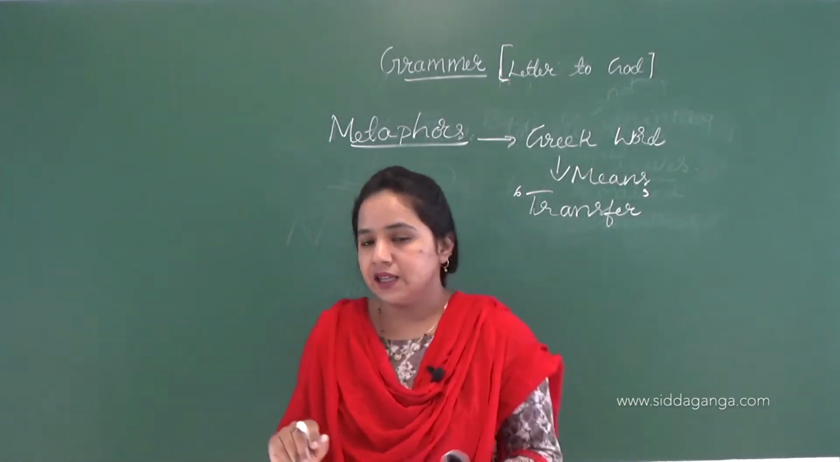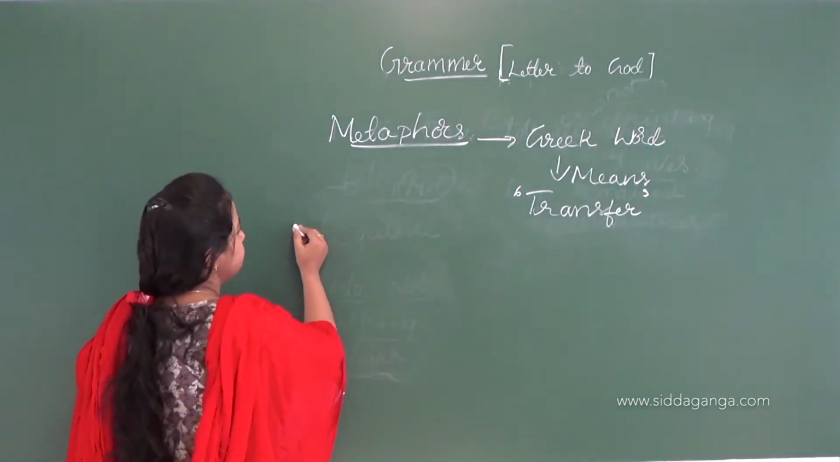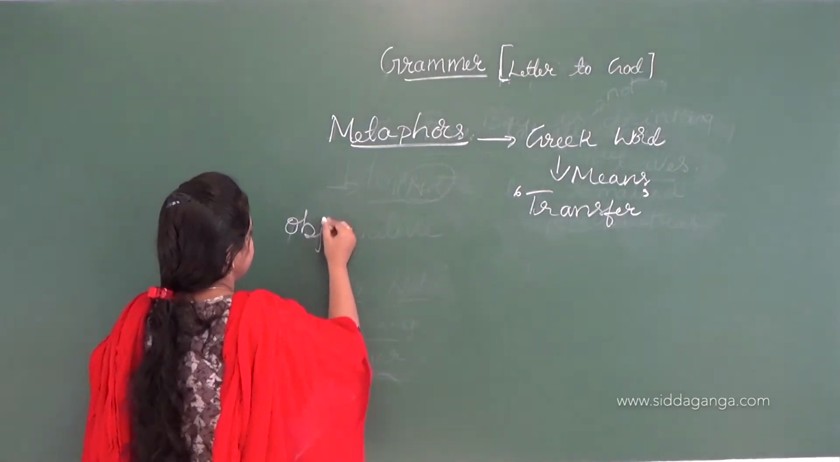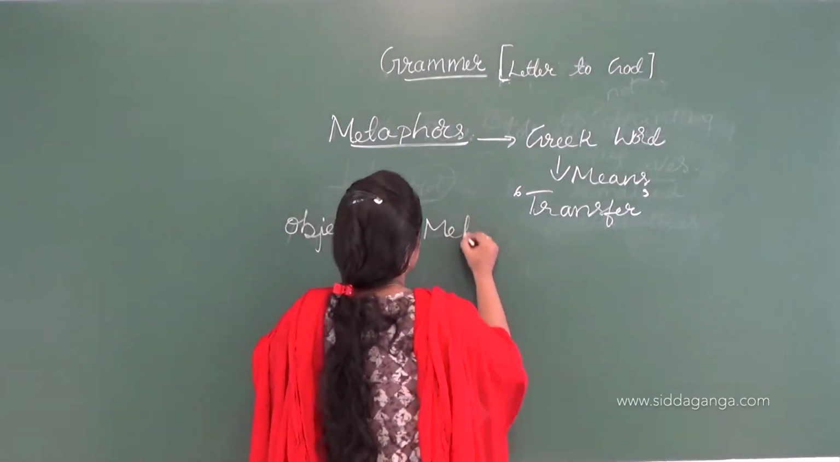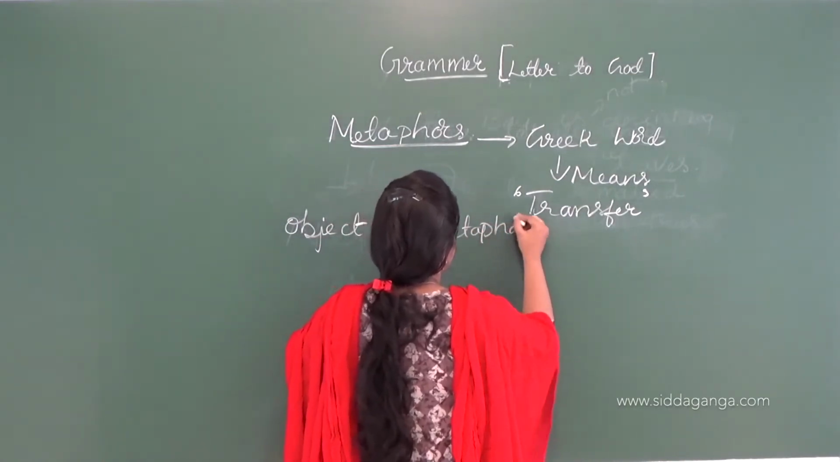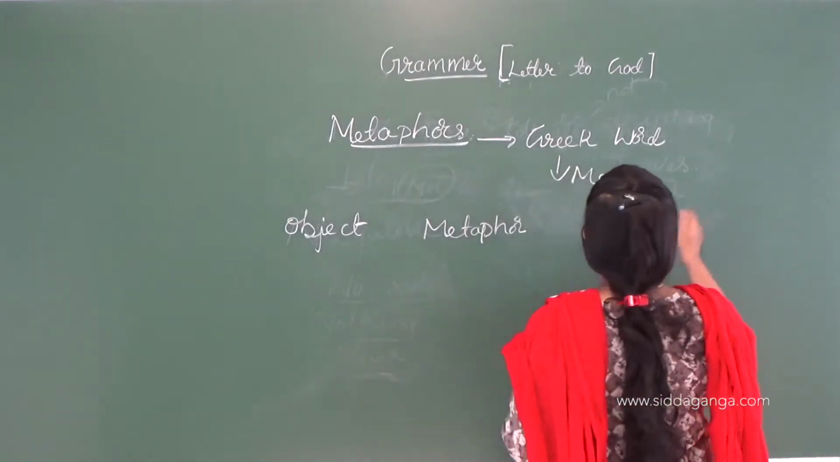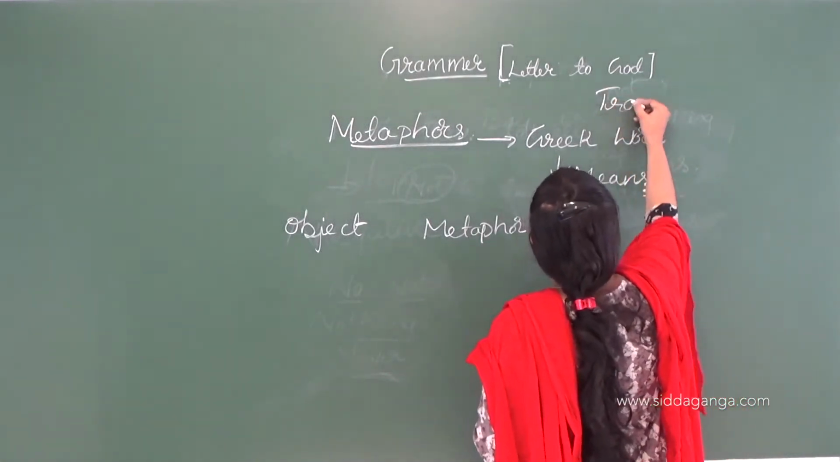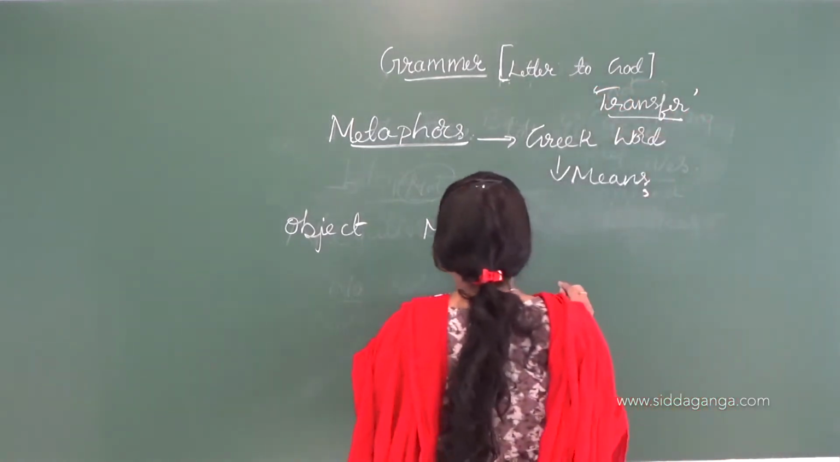Here there are two columns given in your textbook. The two columns are given here: object, metaphor, and then quality.